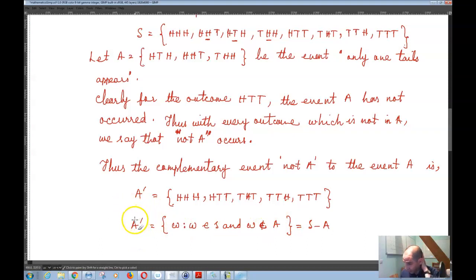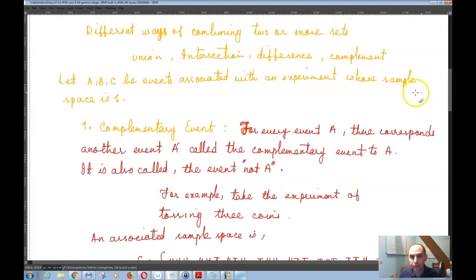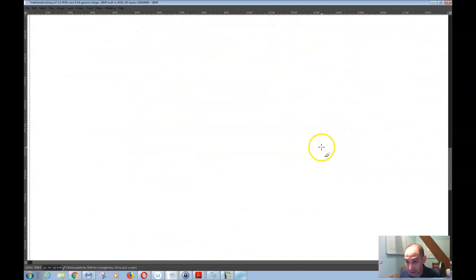Okay, so far so good. Now the event A or B. Again, having the same situation here, that A, B, C are events associated with an experiment whose sample space is S, the second operation in the algebra of events is called the event A or B.